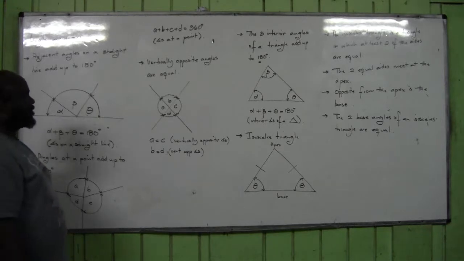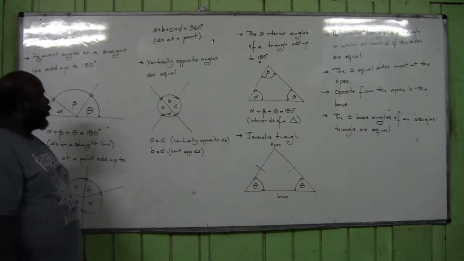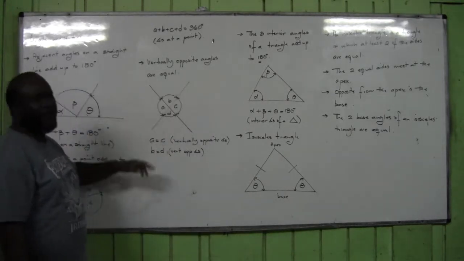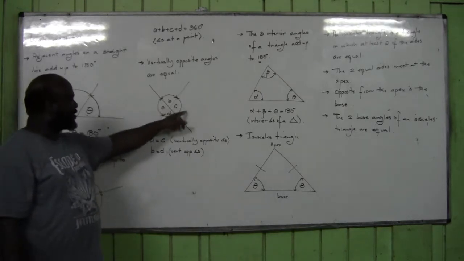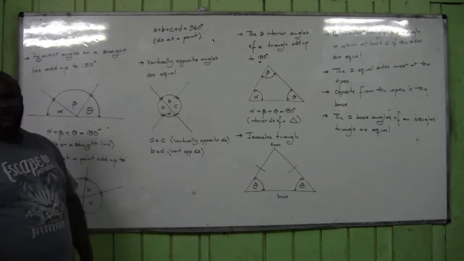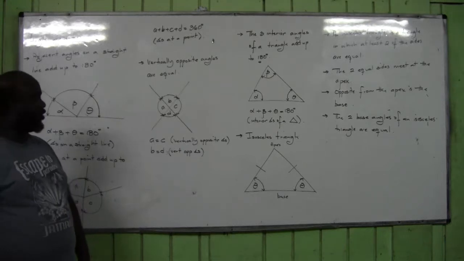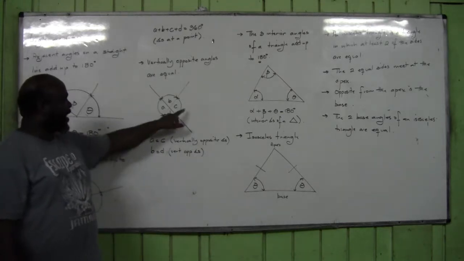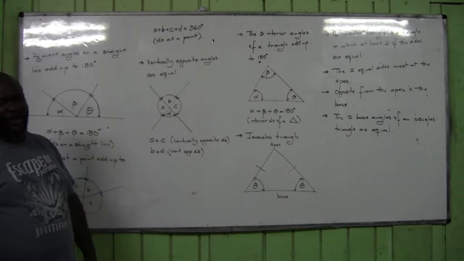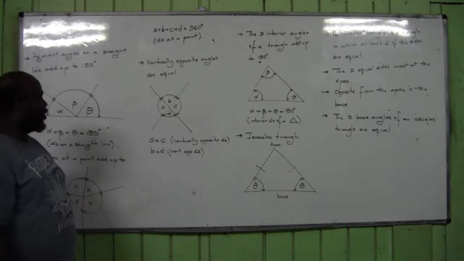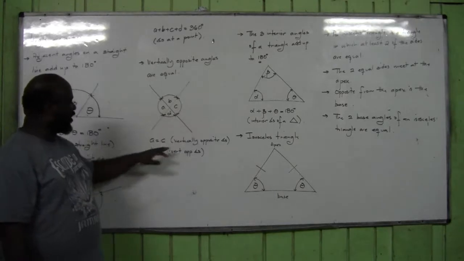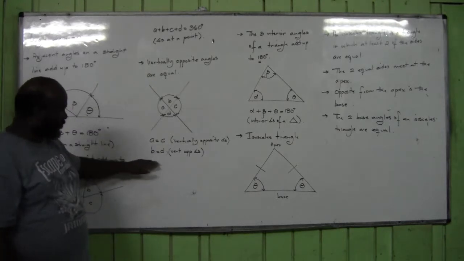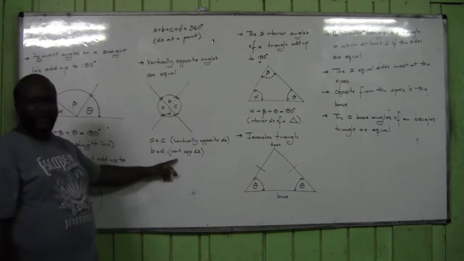Alright. Now let's talk about vertically opposite angles. Whenever two straight lines meet so that they form an X, the angles which are back to back are equal and are called vertically opposite angles. So A is equal to C, they are vertically opposite angles. B is equal to D, they are vertically opposite angles.